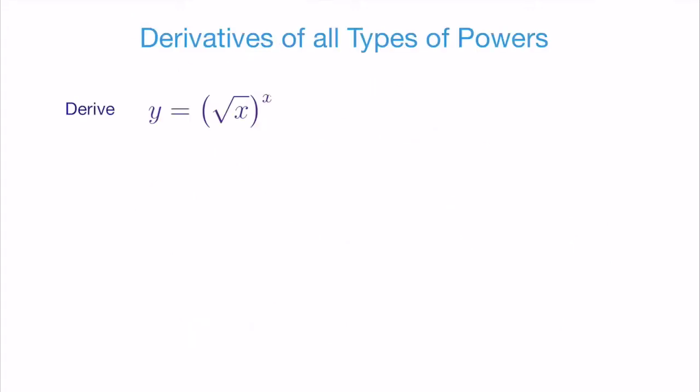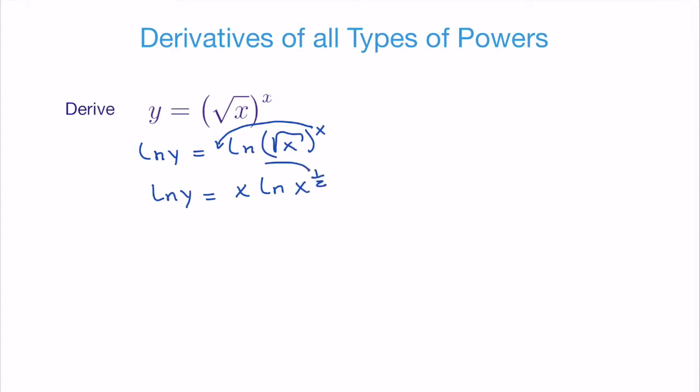More practice for variable-based to variable exponents, or function to a function. Again, logarithmic differentiation, you know how it starts. Take ln on both sides. So ln y equals ln of square root of x to the x power. So ln y equals x ln, but I'm going to rewrite square root of x as x to the 1/2. Now the 1/2 again comes out to the front, and we get ln y equals 1/2 x ln x.